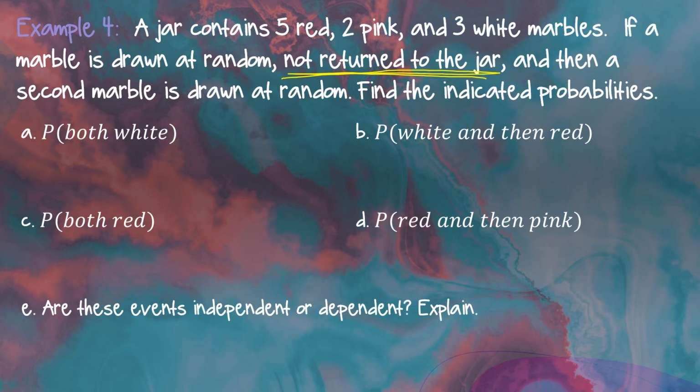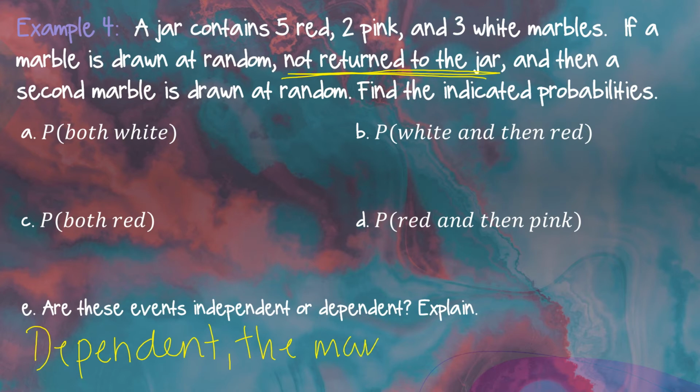So because you do not put that marble back in the jar, when you go to pick your second marble, there are only 9 marbles to choose from. So that is going to impact the probability of that second pick. So these are dependent. And that's because the marble is not returned to the jar, or not replaced.